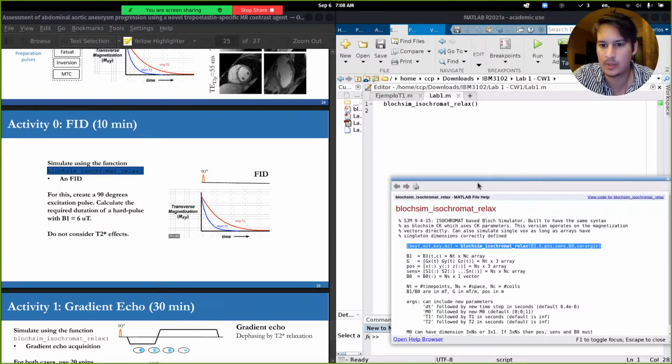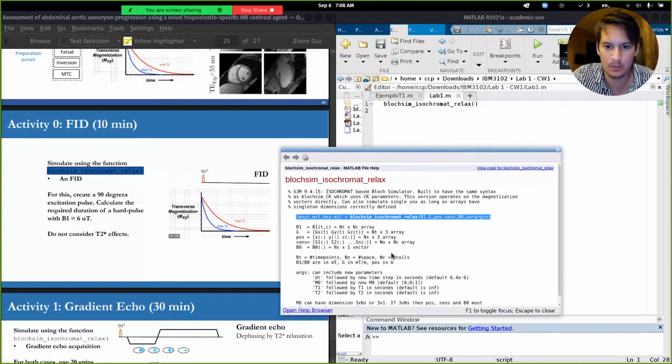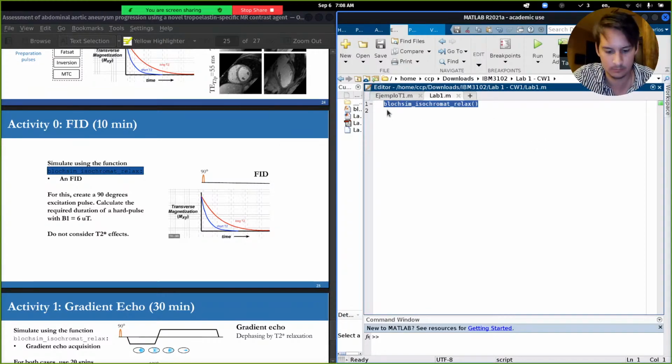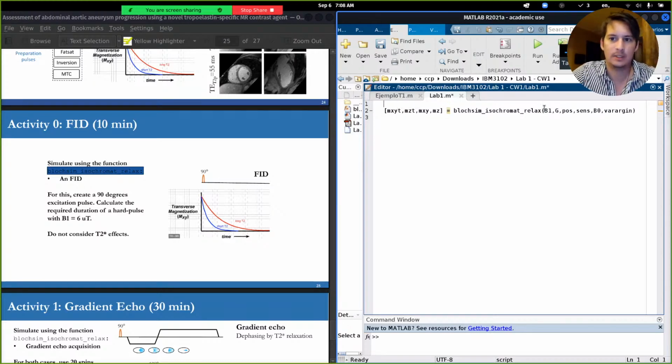Everything that has a percentage sign is a comment and will not be executed. So the function is basically called like this. You have a v1 component, the gradients, the position of the spins, and the coil sensitivities, which you can just put as 1. We didn't explain what the coil sensitivities are, but this is also a possibility. And the V0 field, which I'm not sure is used in any way.